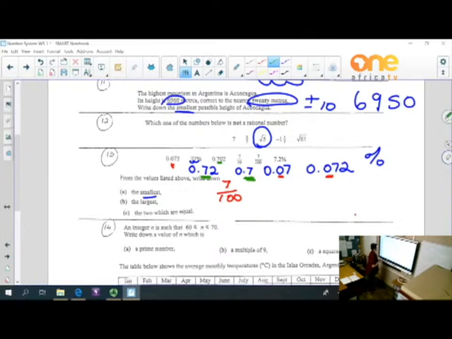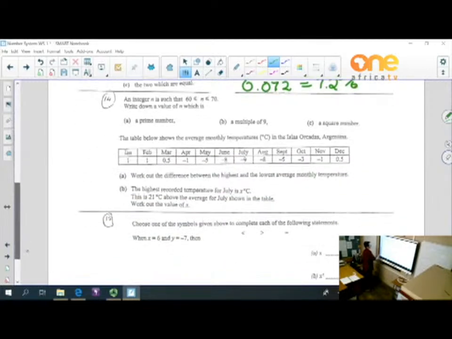Here the next one is 0. The next one is also 0. And this one is a 2. So this is going to be the largest number, and that is then 72%. And now we've already seen that this one and this one are the same. So 0.072 is equal to 7.2%.